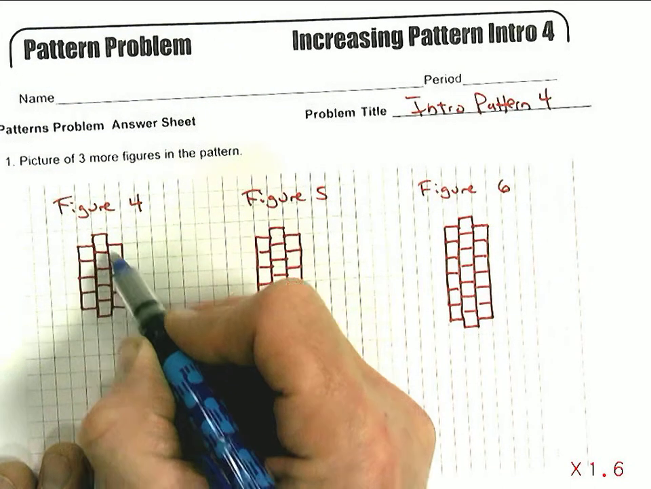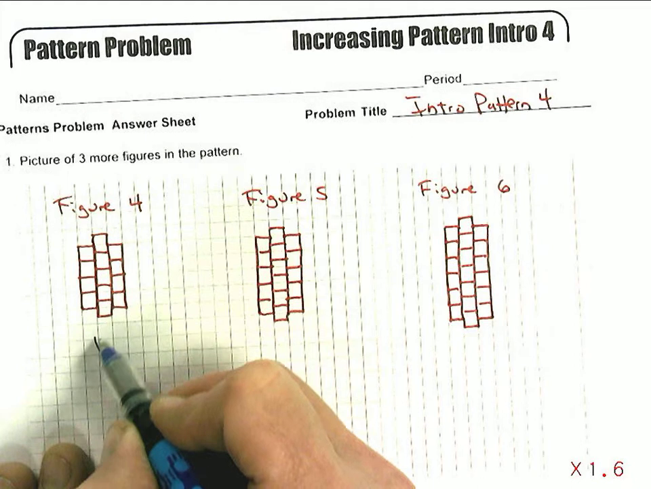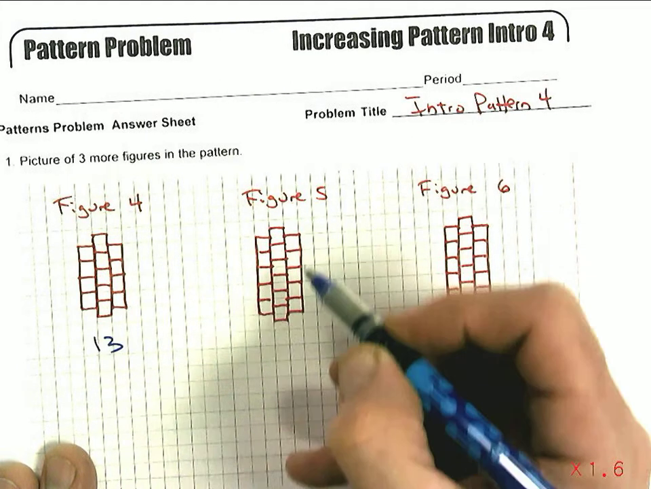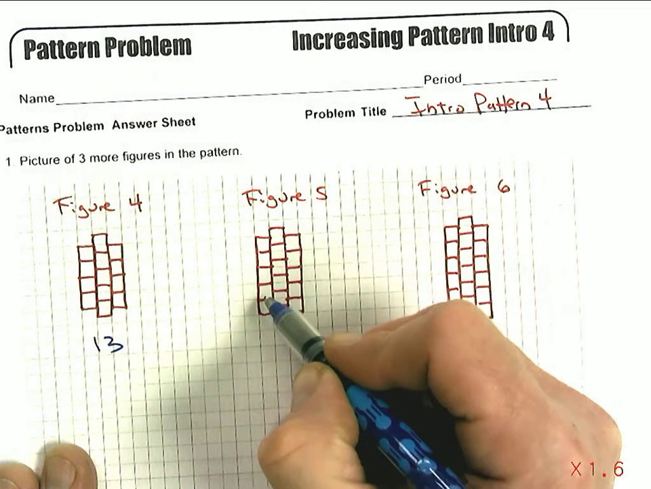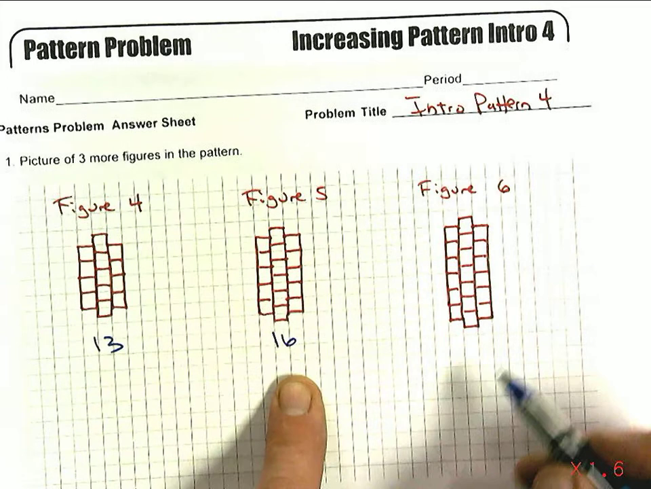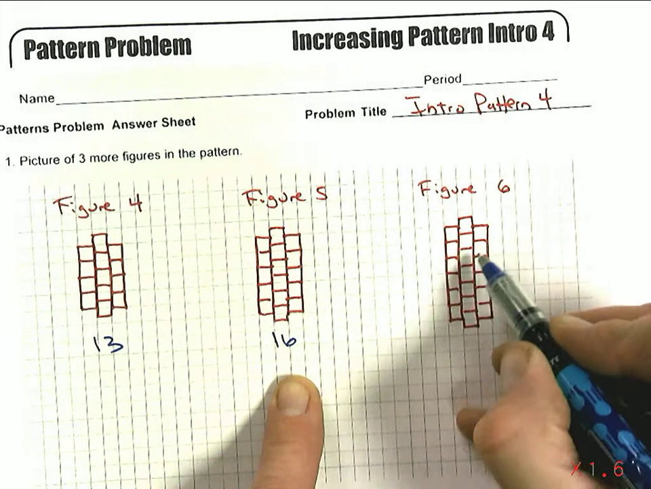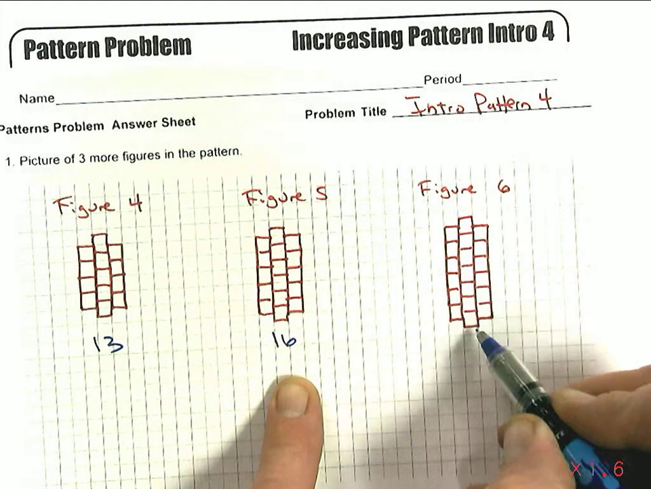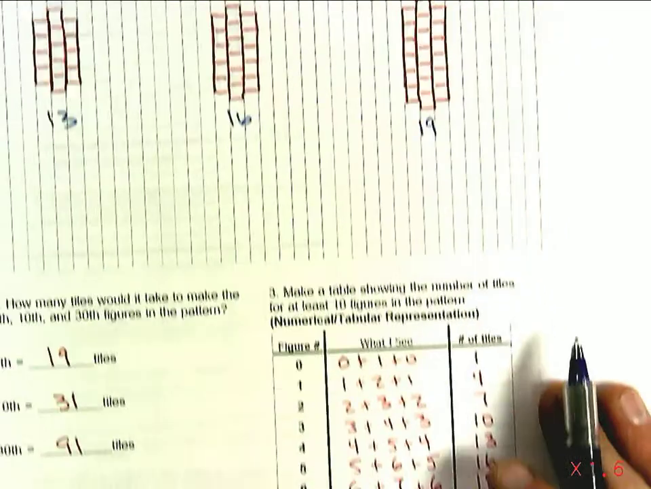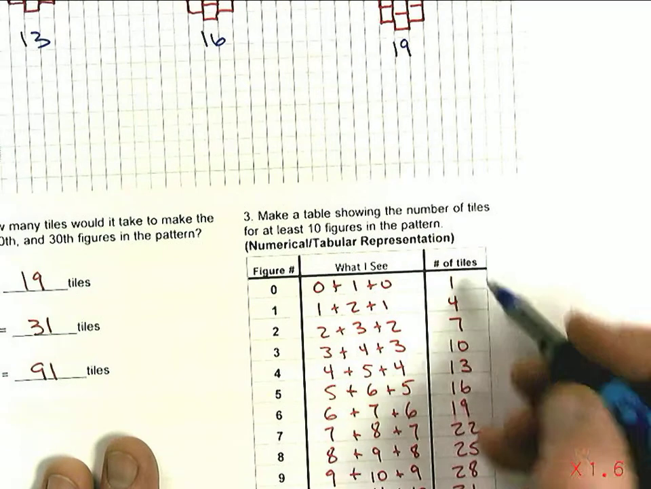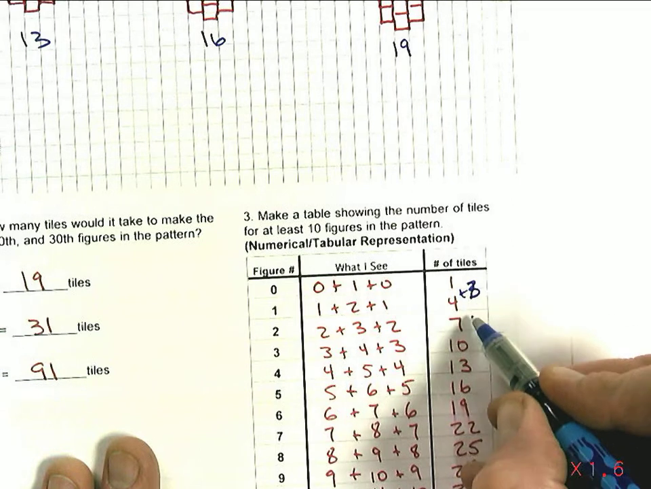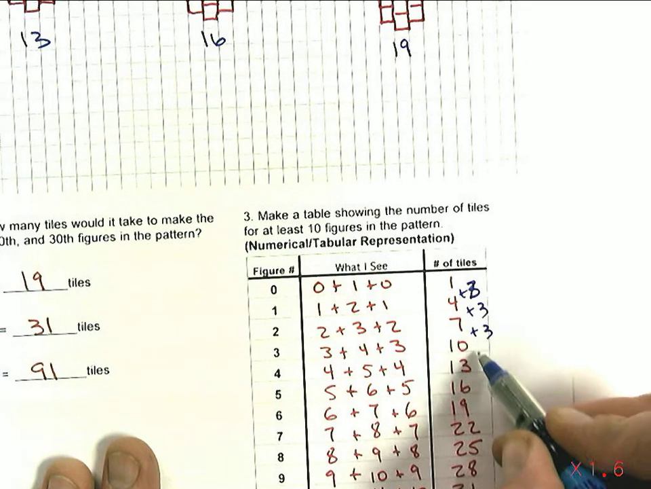Figure 4, there's 3, 6, 9, 12, 13. And then 3, 6, 9, 12, 15, 16. So again, went up by 3. And so 3, 6, 9, 12, 15, 18, 19. And so you can see that it's increasing by, if I put these on my chart, it goes up 1, 4, 7. So we're going up by 3 each time. So plus 3, plus 3, plus 3.